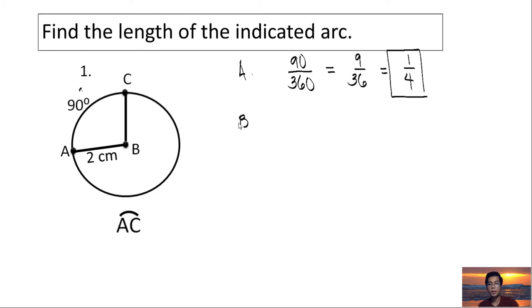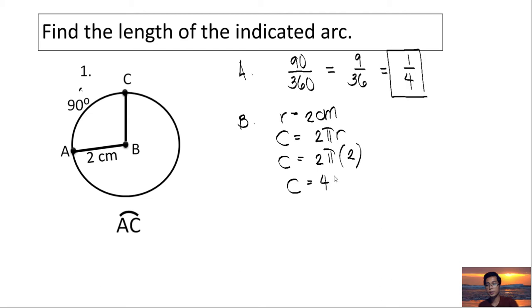Next, sa letter B naman, ang radius natin is 2 centimeters. Ang kukunin natin this time ay circumference. Hindi na po area, no? C equals 2 pi r. So, C equals 2 pi times, ang radius natin ay 2 pa rin. 2 times 2 is equal to 4. This is now equal to 4 pi centimeters. Centimeters lang ang unit, ha. Ito na po yung ating pinaka-circumference.